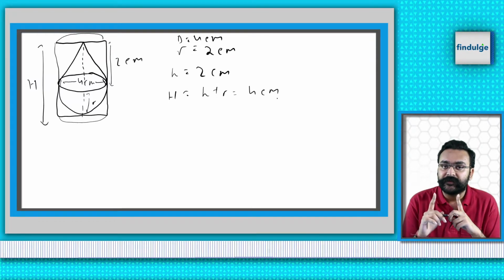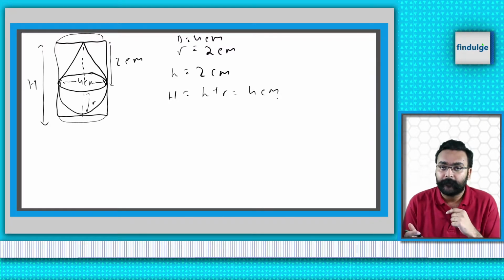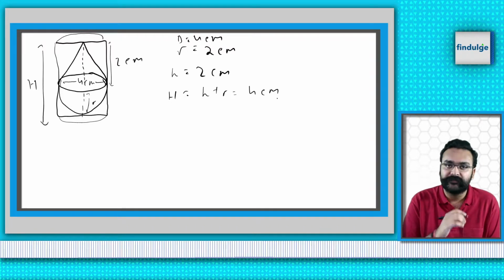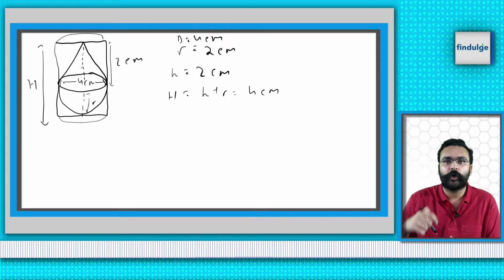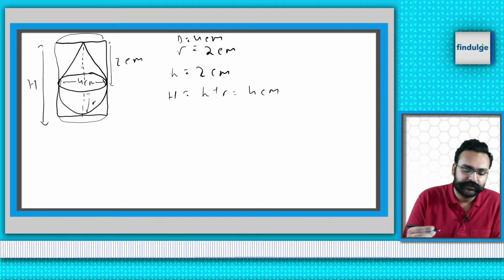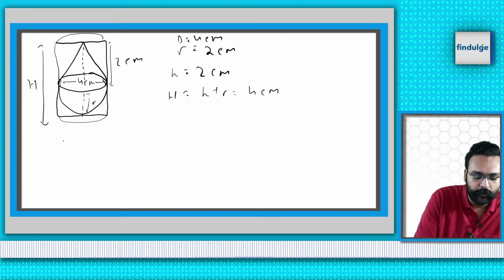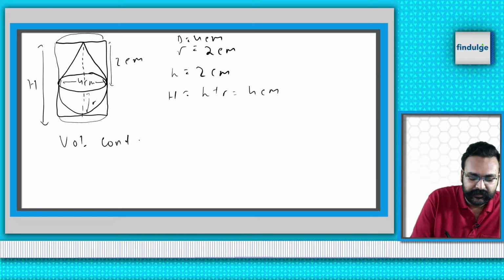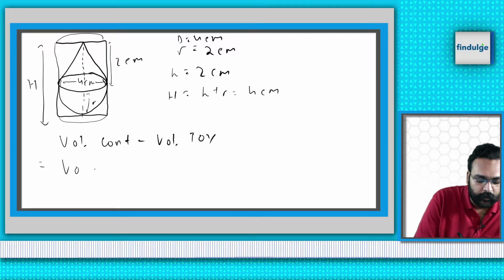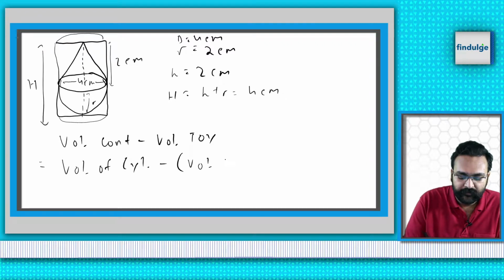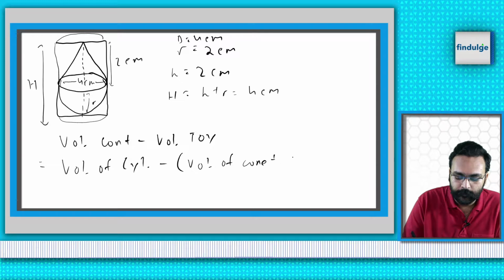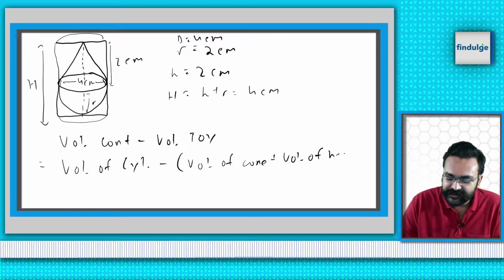Now they asked us to find the difference in volume of the container and the toy. The volume of the container is just the volume of the cylinder. The volume of the toy will obviously be the volume of the hemisphere plus the volume of the cone, because they're on top of each other. Total volume will be what they contain. So they've asked us to find volume of container minus volume of toy, which is equal to volume of cylinder minus, in brackets, volume of cone plus volume of hemisphere.